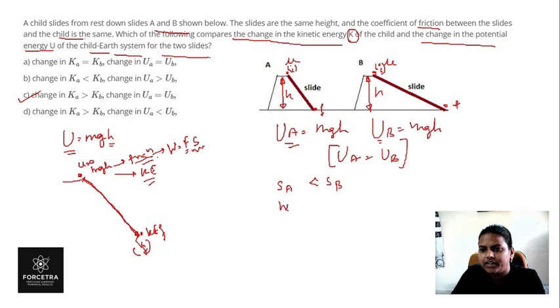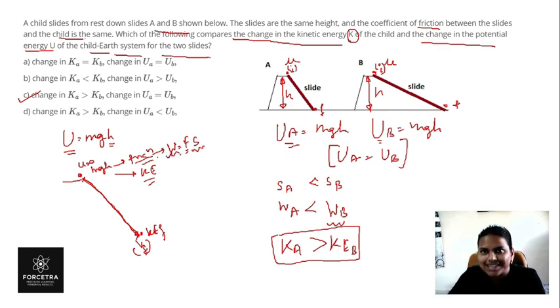The work done to overcome the friction in this case would be less than the work done in overcoming the friction in B. So that's why the kinetic energy in B would be less than the kinetic energy of A. So kinetic energy would be greater in A because the work lost in overcoming the friction is less, whereas in B there would be more friction, more work would be consumed in overcoming the friction and the final kinetic energy would be less.